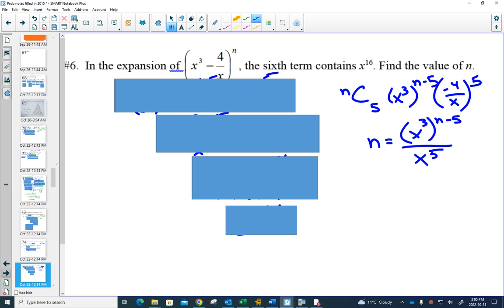Does it make sense that the top has to be x to the 21 if you have an x to the 5 on the bottom? And if the top has to be a 21, what does that have to equal? 7. If that has to equal 7, then n has to equal 12. So it's just a little bit different.